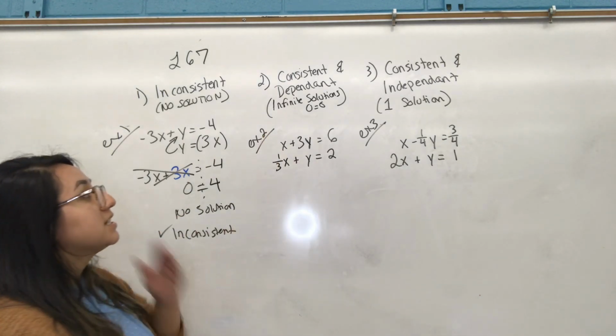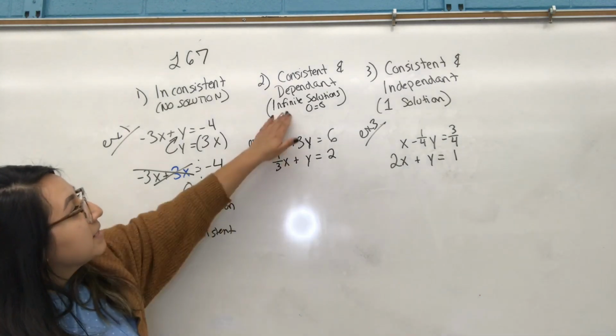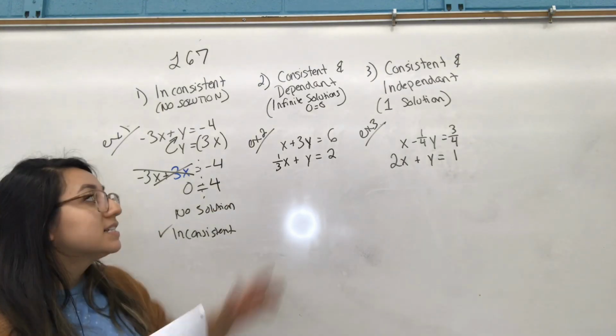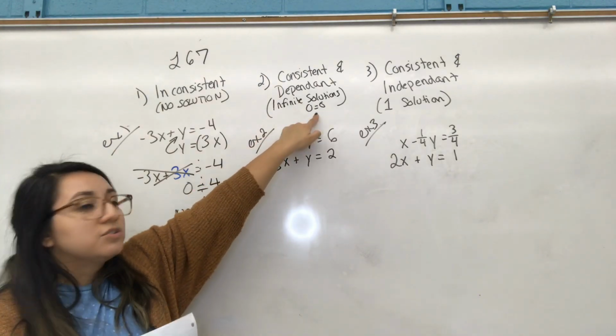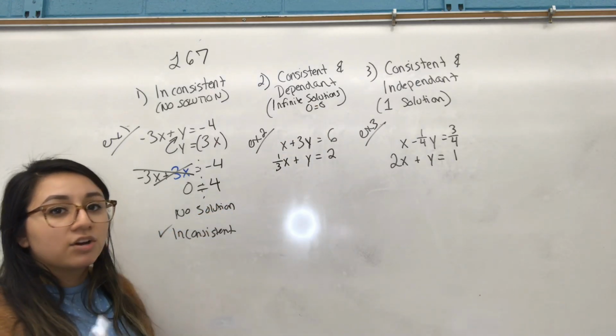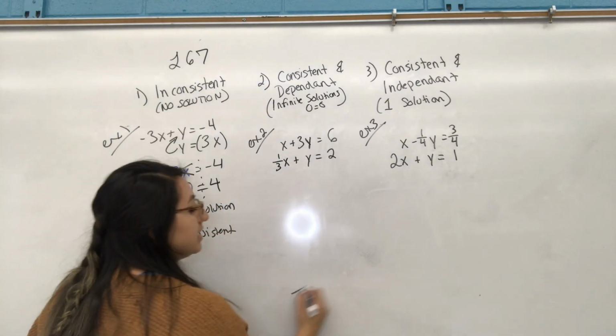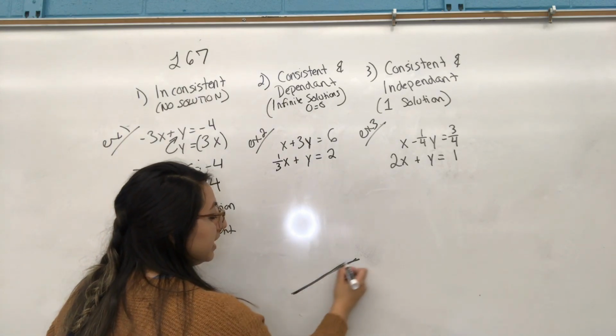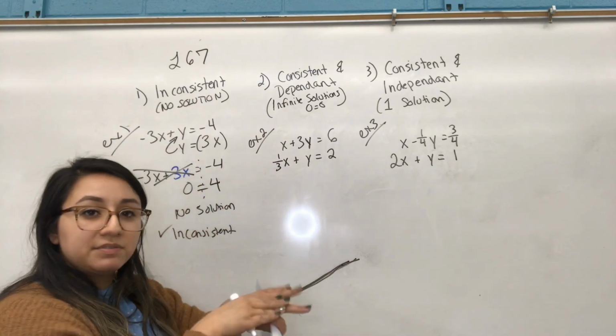Next one. Let's say we have consistent and dependent. That means there are an infinite number of solutions. Basically, it means when you have your solution, you have 0 equals 0. When you have 0 equals 0, that means you have lines that coincide. That means you draw the same line over and over again. You have two lines that are right on top of each other.